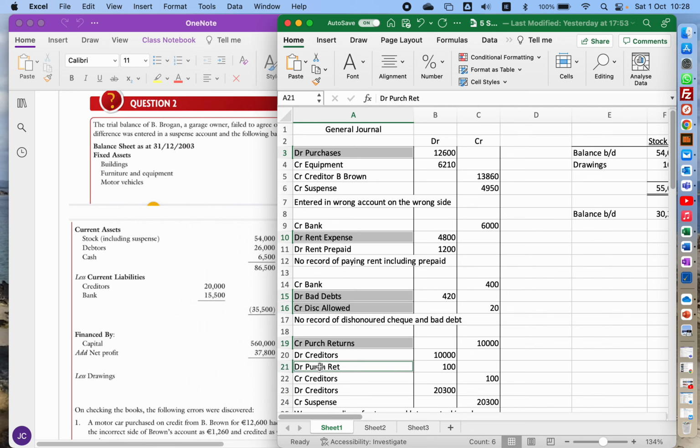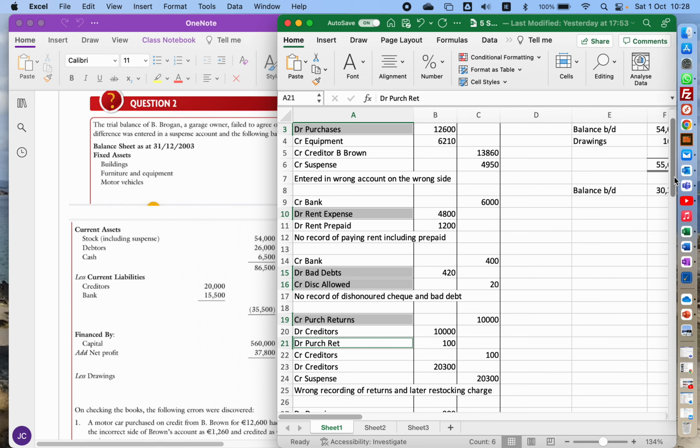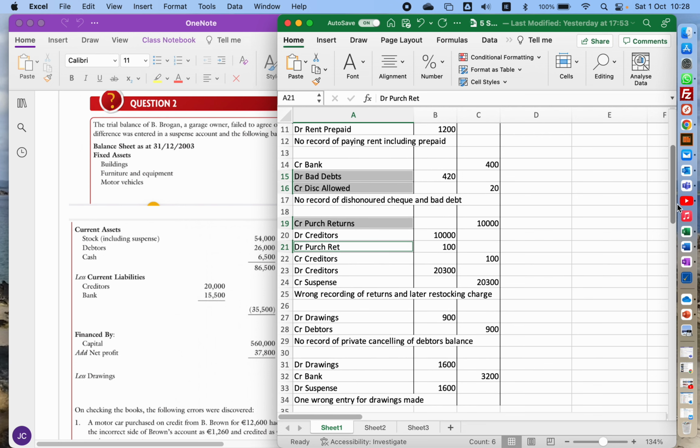Purchase returns, yeah, keeping on going down. Creditors, no, again I'm just looking for incomes or expenses. Drawings, no, drawings is an asset. Drawings again, bank, no.